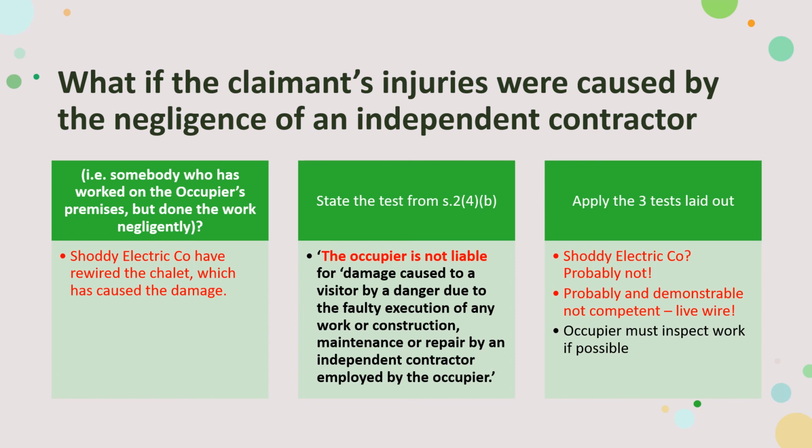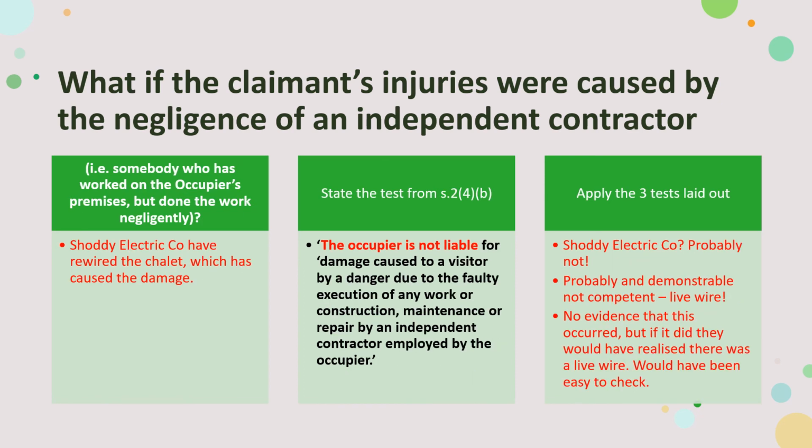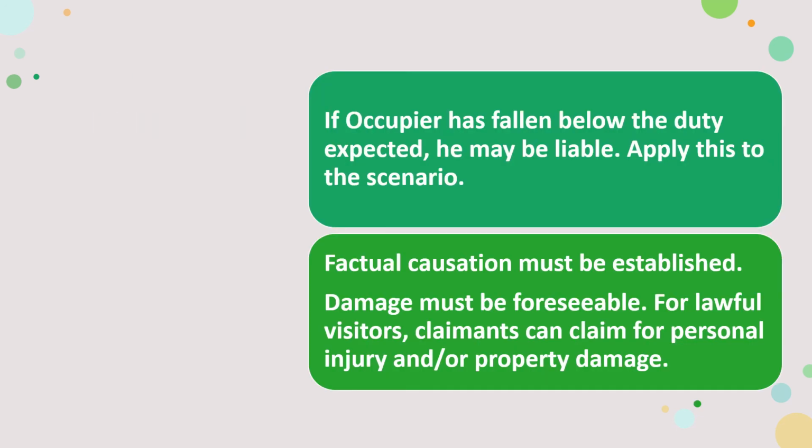I mentioned earlier when explaining how this test works that the occupier must inspect the work if possible. Now in this case, there's no evidence that they did check the work, but if they did, they should have realised there was a live wire. It would have been easy to check. So therefore, they haven't satisfied any of these tests. So therefore, liability will not be removed. The occupier would still be responsible.